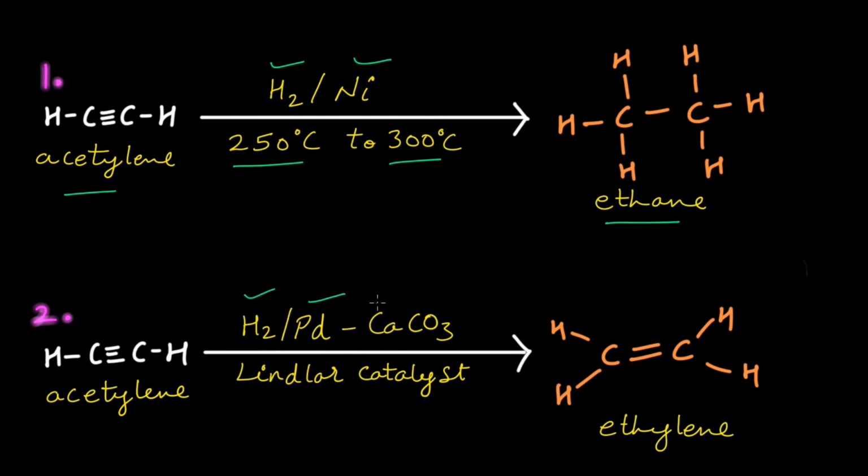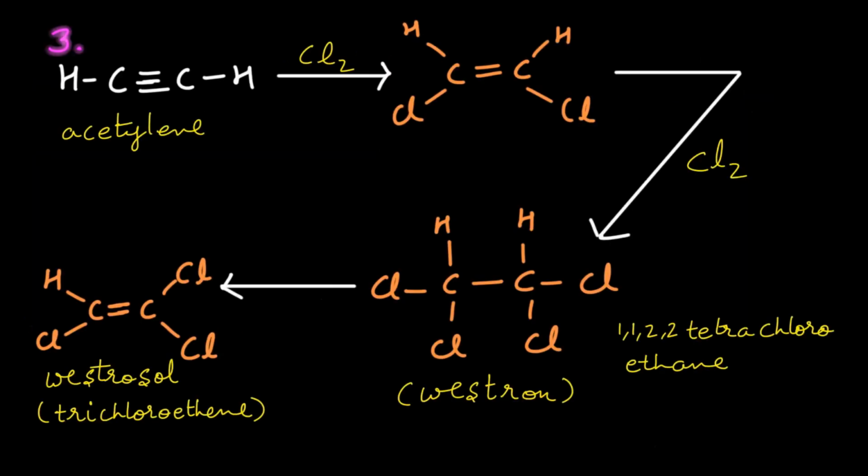Now the second reaction is again a reduction reaction when acetylene is treated with H2 in presence of palladium catalyst and CaCO3. Now this reagent is known by the name Lindlar catalyst, and this gives a controlled reduction. It will give reduction but controlled reduction, so triple bond will be converted to double bond only, right? So when nickel is present, you will get single bonded molecule. When Pd is present, you will get double bonded ethylene, right? Now let's move to the next.